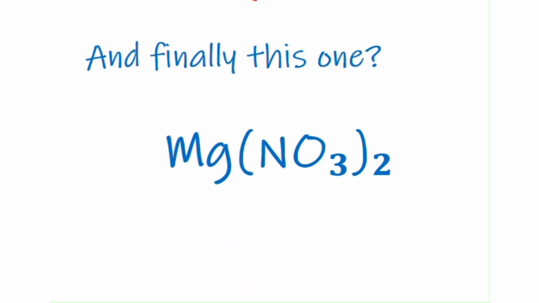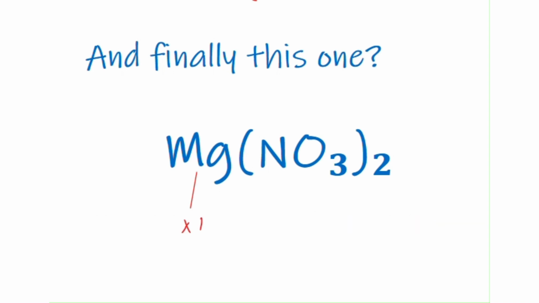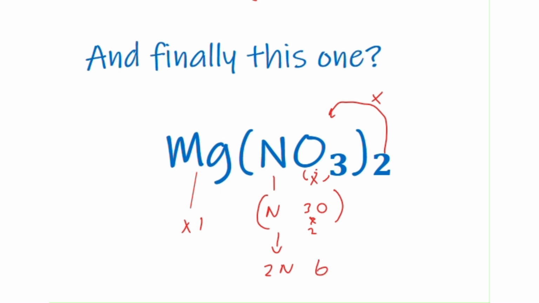And finally this one, magnesium nitrate, Mg(NO3)2. We've got 1 magnesium because there's no number, so that means it's 1. Inside the bracket we've got 1 nitrogen and 3 oxygens, but this is a bracket that's got a 2 next to it, so everything in the bracket now has to be multiplied by 2. I know it's complicated, but you'll get used to it. So 1 nitrogen multiplied by 2 gives us 2 nitrogens. 2 times 3 for oxygen gives us 6 oxygens.